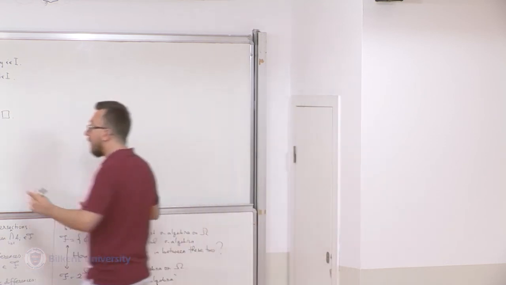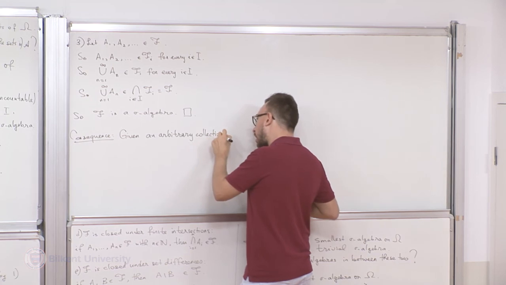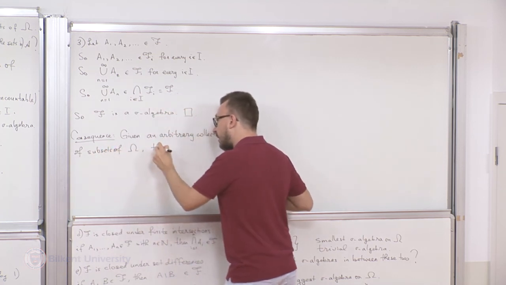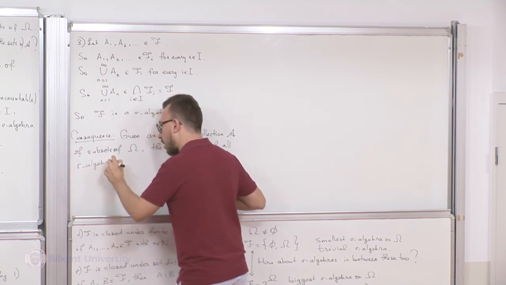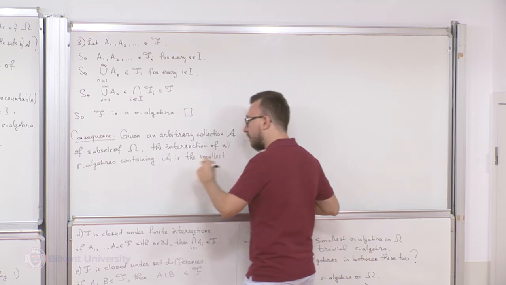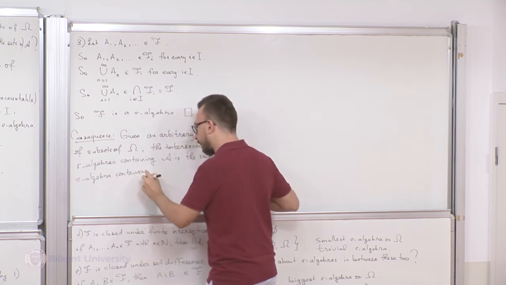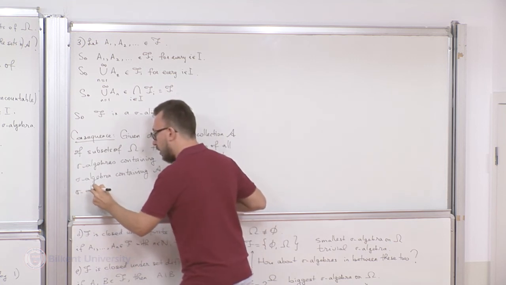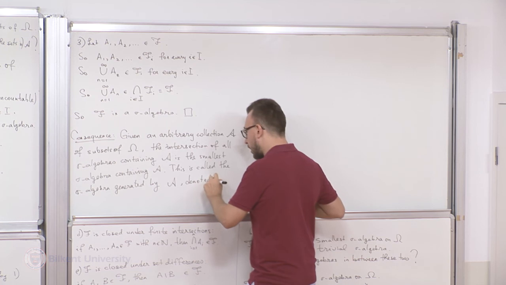So given an arbitrary collection A of subsets of omega, the intersection of all sigma algebras containing A is the smallest sigma algebra containing A. This is called the sigma algebra generated by A, denoted sigma A.